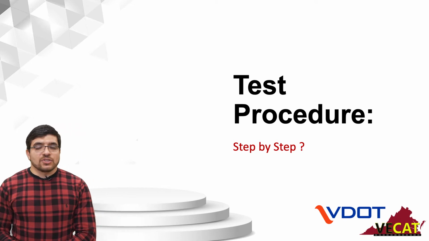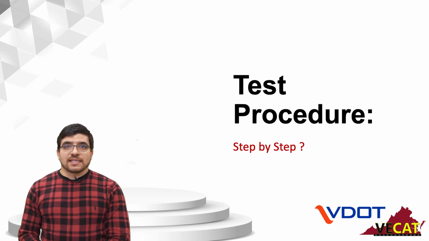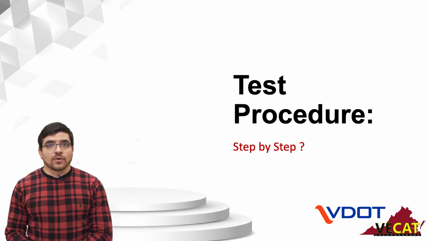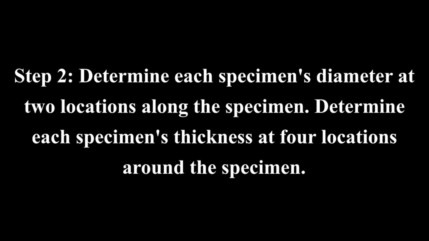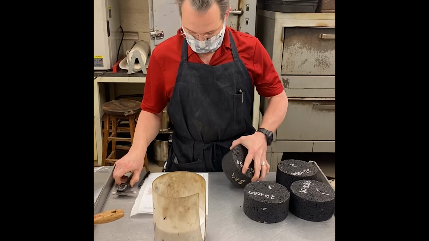For the test procedure, in the following segment, we will present step by step how to perform an APA RUT test. Step 1. We need to compact 4 or 6 gyratory pills to 7 plus or minus 0.5% air voids. Step 2. We need to determine each specimen's diameter at 2 locations along the specimen. We need to determine each specimen thickness at 4 locations around the specimen.